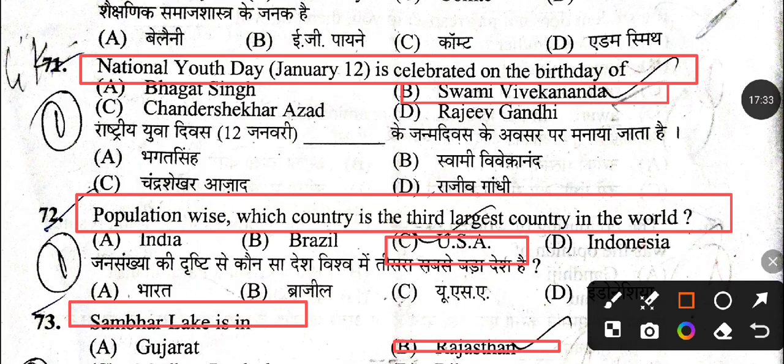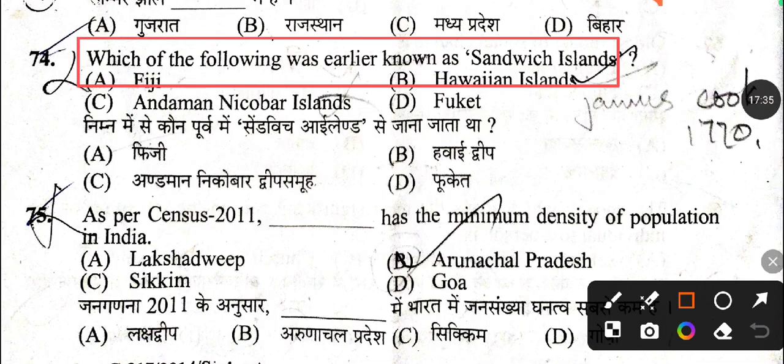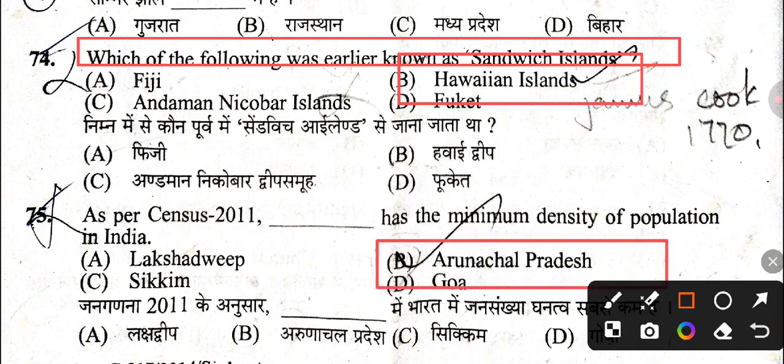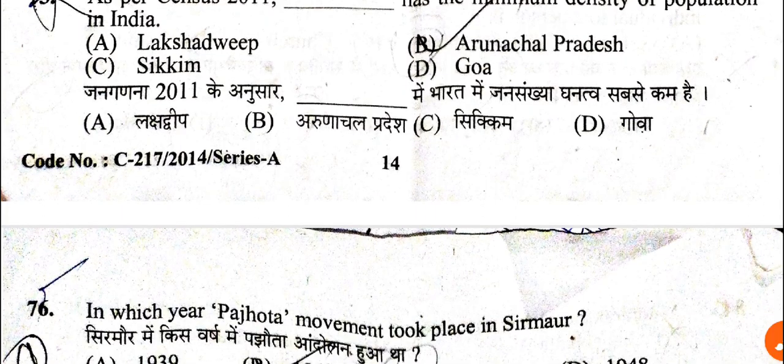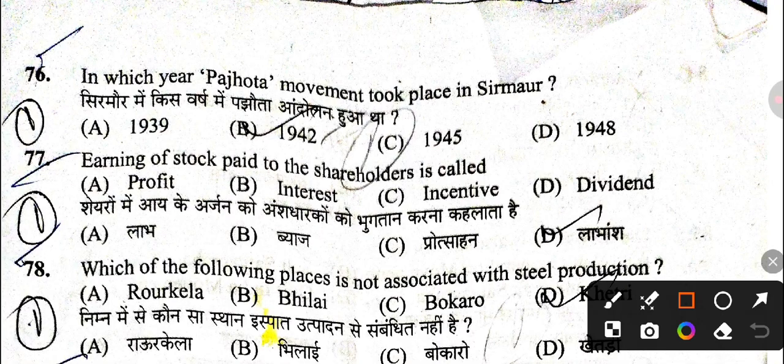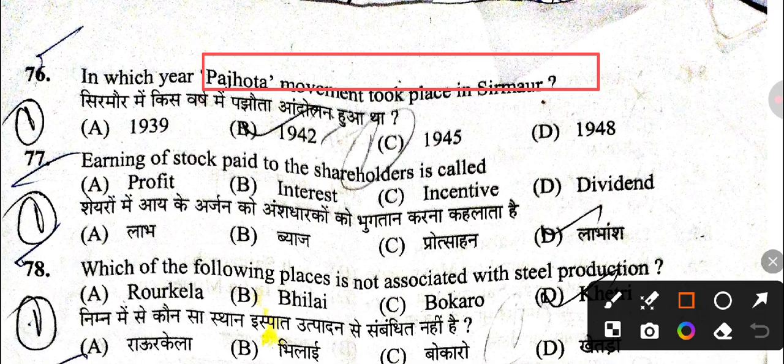Which of the following was earlier known as Sandwich Island? It was Hawaiian Island. Option number B is the right answer. As per census 2011, Arunachal Pradesh has the minimum density of population in India. In which year did the Pajhota movement take place in Sirmaur? So it was 1942. Earnings of stock paid to the shareholder is called dividend.